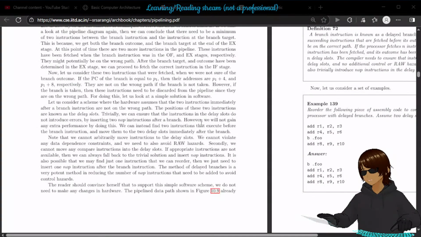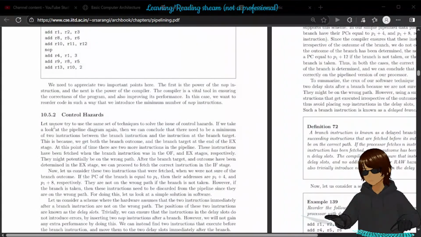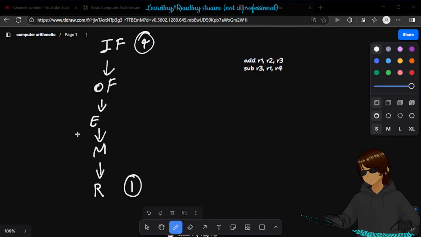Now for the control hazards. Let us now try to use the same set of techniques to solve the issue of control hazards. If we take a look at the pipeline diagram again, then we can conclude that there need to be a minimum of 2 instructions between the branch instruction and the instruction at the branch target. This is because we got the branch outcome and the branch target at the end of the execute stage. So the branch instruction is evaluated at the execution stage. That's when we can decide whether we want to put the instructions over here or not.